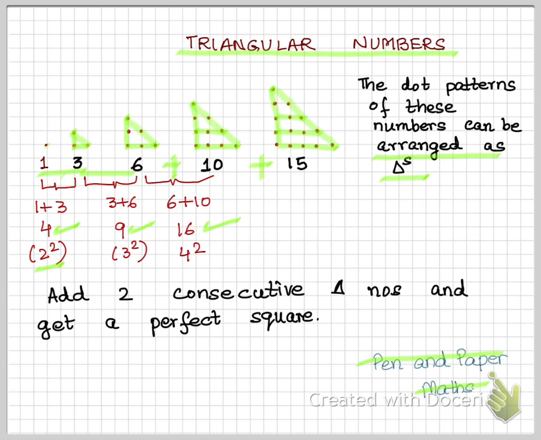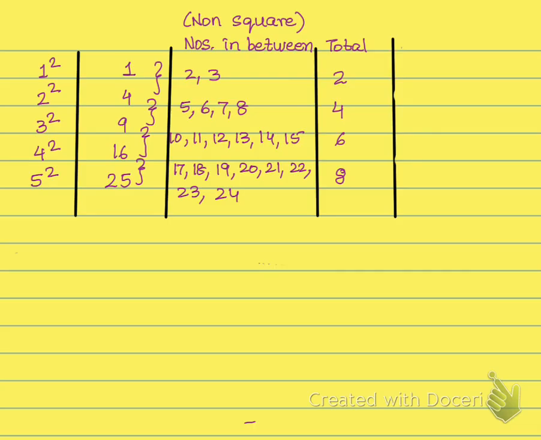What will you get? Do it, calculate. Is it a perfect square? Try it yourself. Yes, of course, it's 25, which is the square of 5. In other words, when you add two consecutive triangular numbers, you get a perfect square. Easy? Okay, let's go on to the next thing.